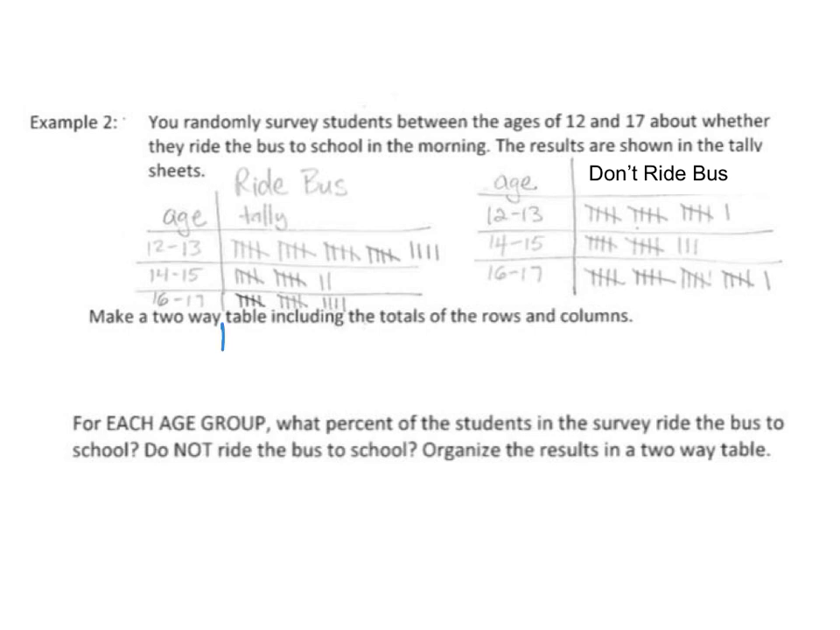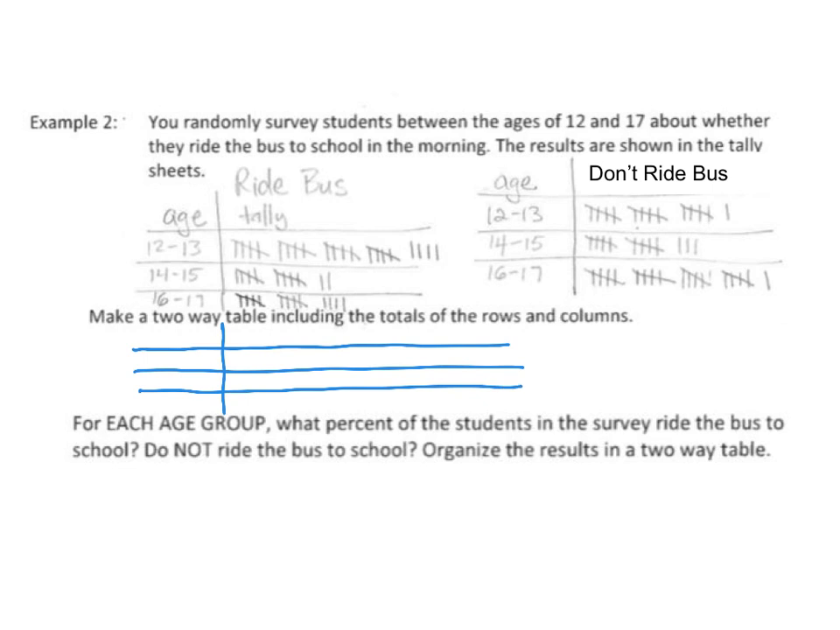I'm going to go ahead and make a table with information. So we have 12 to 13, 14 to 15, 16 to 17. We have ride bus, don't ride bus, and then we also have totals. We'll have to deal with totals later. All right, so now let's start filling it in.